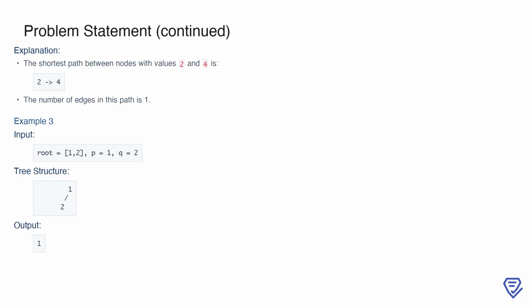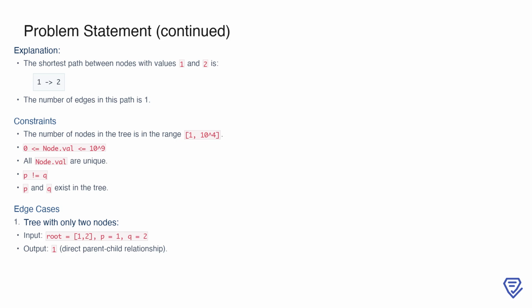Now, looking at the third example, the input is root equals 1, 2, with p equals 1 and q equals 2. The tree consists of just two nodes, where the root node 1 has a single left child with a value of 2. The shortest path between nodes 1 and 2 is the direct edge connecting them. Since this path contains exactly one edge, the output is 1. In this example, the shortest path between nodes 1 and 2 is again direct, consisting of just one edge. This highlights a key scenario where the nodes are directly connected in a parent-child relationship.